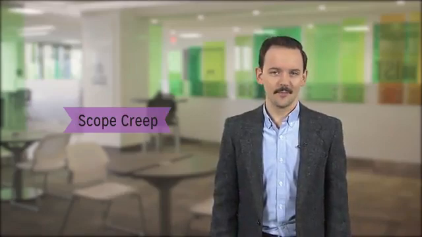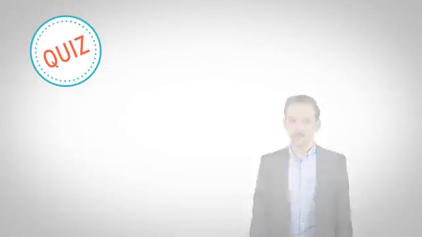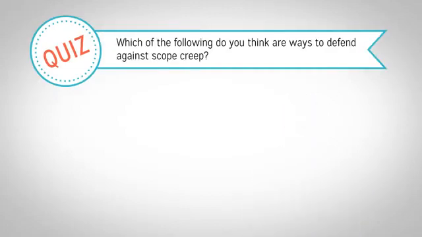Managing expectations sounds fine, but how exactly do we do this? Let's talk about some techniques to defend against scope creep. And scope creep, by the way, is what happens when the product's requirements build up. Unmanaged scope creep can make the likelihood of project success significantly lower over time. Before we cover the different ways we can defend against scope creep, which of the following do you think are ways to defend against scope creep?